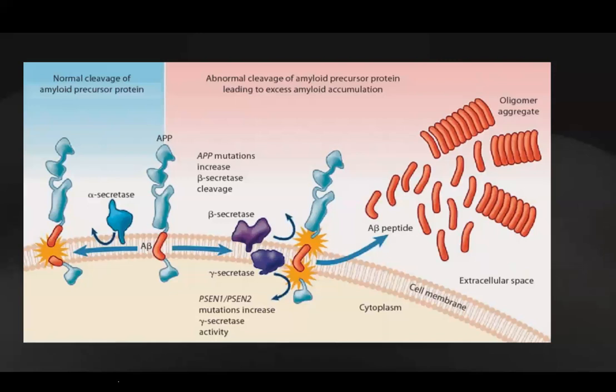Similarly, in patients with Parkinson's, it's an accumulation of alpha-synuclein. Just know the general idea that in Parkinson's and Alzheimer's, you have accumulations of these misfolded proteins that cause pathology and cause disease.